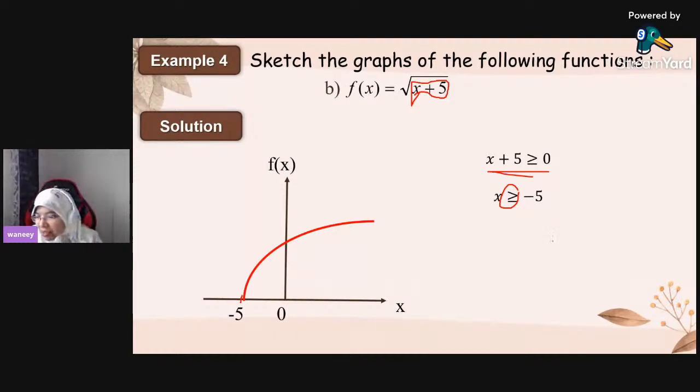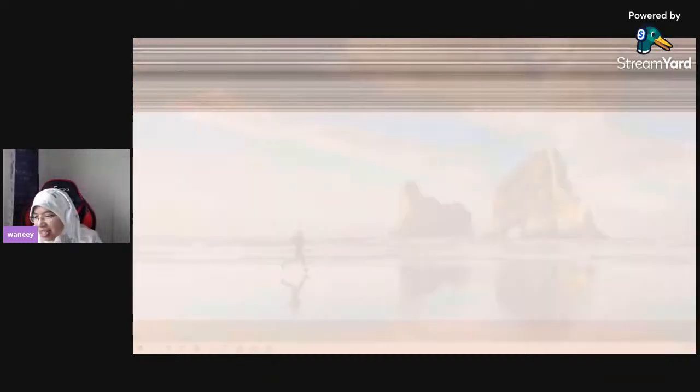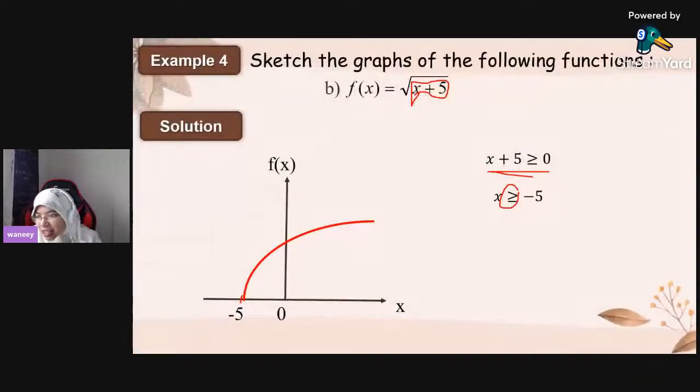Banyak lagi ni example ni. Sekejap saya check ada berapa lagi. Ada lagi 10 kau. Tak apa. Sekejap je. Sikit lagi.